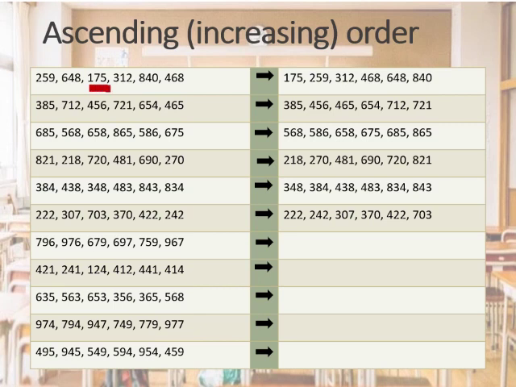175. After 175, the next number is 259. After 259, the next number is 312. After that, 468. Then comes 648. And last is 840. So the numbers increase as we move to the next number, that is ascending order or increasing order. Students, some of the questions I have solved. You will do the rest of the questions in your book.